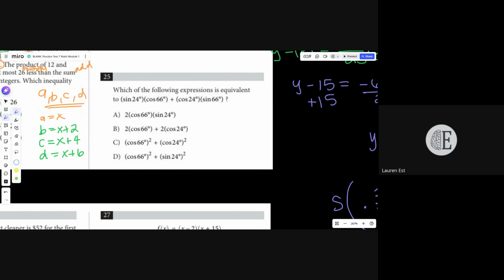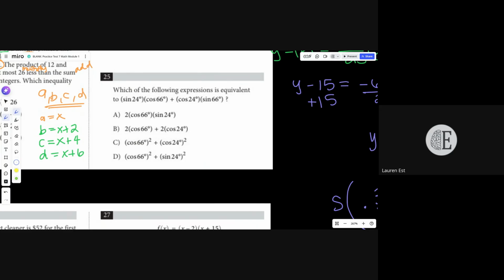So that's equal to 1, the parent function. So this is 2 times cosine 66 sine 24. That's not it. It's not A. 2 times cosine 66 plus 2 times cosine 24. That's not it. Cosine 66 squared plus cosine 24 squared.